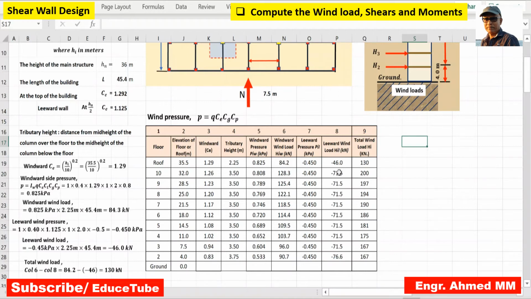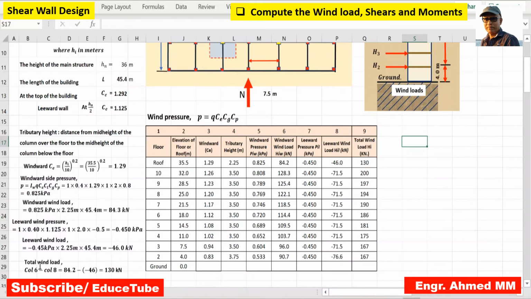Leeward wind load, in the same way, we already know the pressure for leeward, so we have to find the area on which this pressure is working. So it will be 2.25, this is the tributary height, 45.4 is the width of the building, so we get minus 46. So right here you can write this.